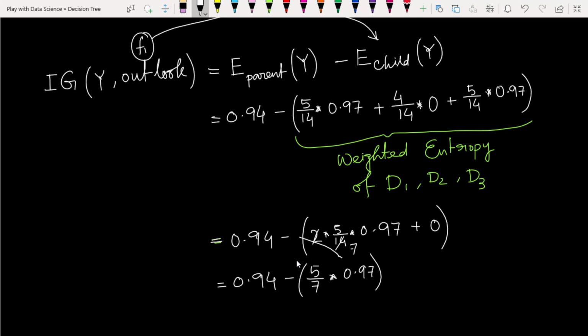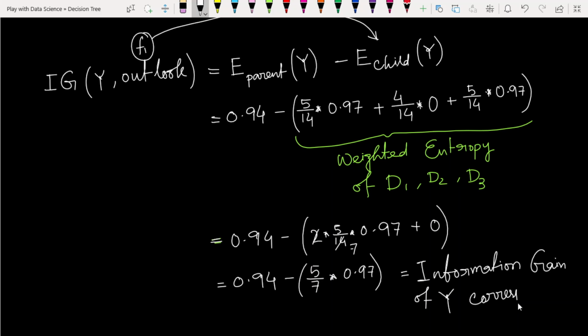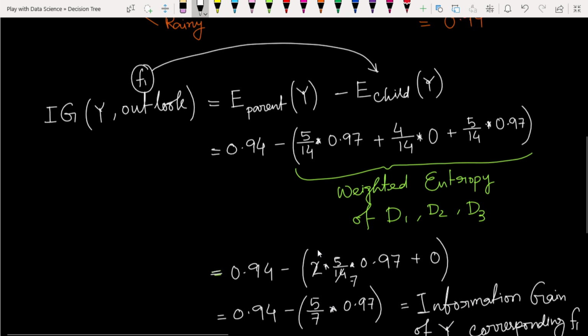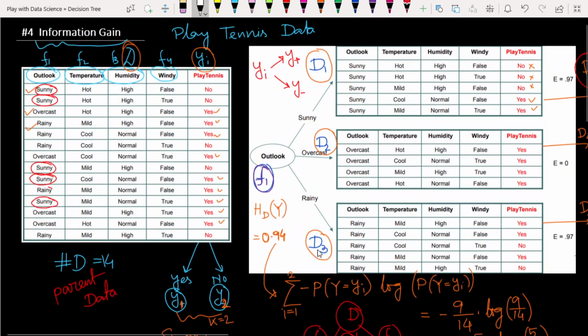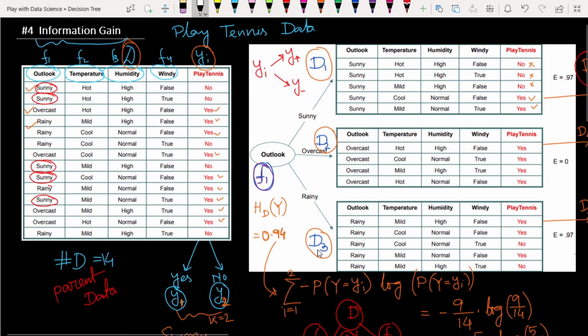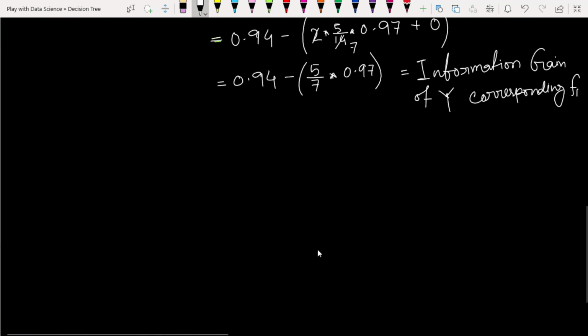This will simply be called the information gain for the variable y corresponding to the feature f1. This is simply the formula for the information gain. Okay, I think you have understood this. Now just write down its general formula.